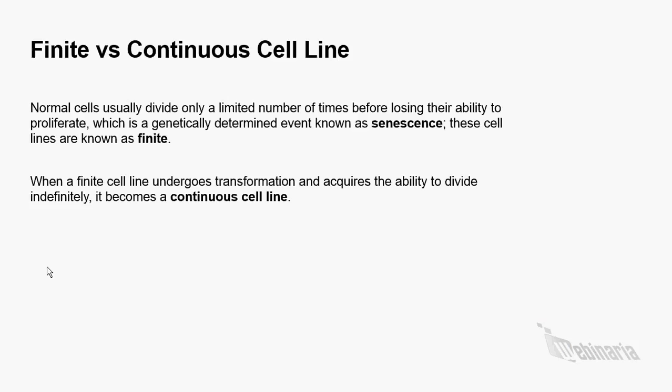What is the difference between finite and continuous cell lines? Normal cells usually divide only a limited number of times before losing their ability to proliferate, which is genetically determined and known as senescence. These cell lines are known as finite cell lines. When a finite cell line undergoes transformation and acquires the ability to divide indefinitely, it becomes a continuous cell line. Some cell lines become immortal through a process called transformation, which can occur spontaneously or can be chemically or virally induced.